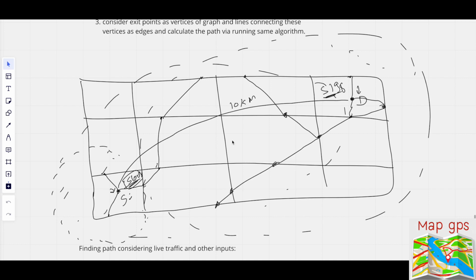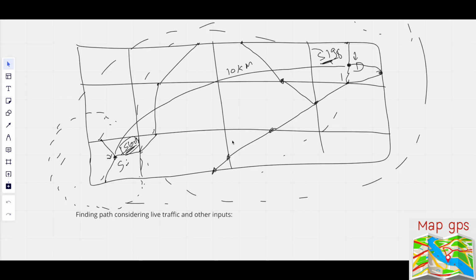So now that entire world is eliminated. I have a limited number of vertices, a limited number of edges, and I will run Dijkstra's algorithm on that. That way I will be able to have options, multiple routes from here to here, right?